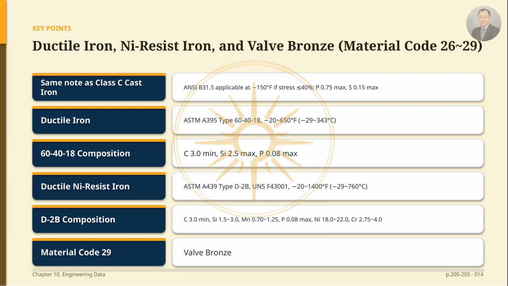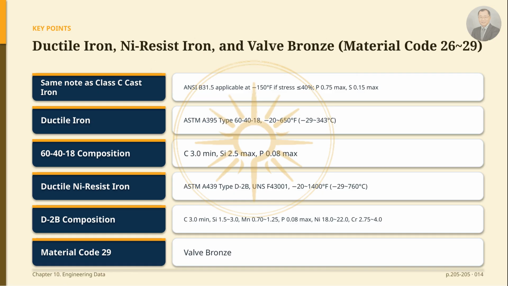I would like to introduce ductile iron, ductile and iron-resist iron, and valve bronze. The same caveat applies to the previously mentioned Class C cast iron. Per ANSI B31.5, if the maximum stress is 40% or less of the allowable stress, it can be used down to minus 150 degrees Fahrenheit, with phosphorus at 0.75% max and sulfur at 0.15% max.